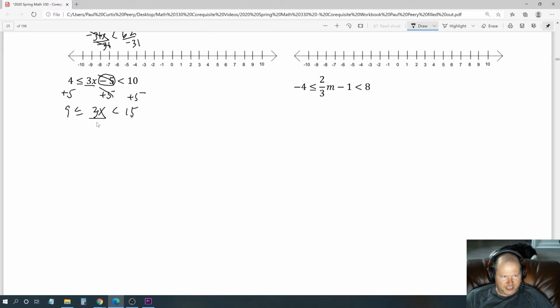Now you're going to undo the multiplication of x by 3 by dividing by 3. Whatever you do to one side, you do to all three. And 9 divided by 3 is 3. 3x divided by 3 is x. 15 divided by 3 is 5.